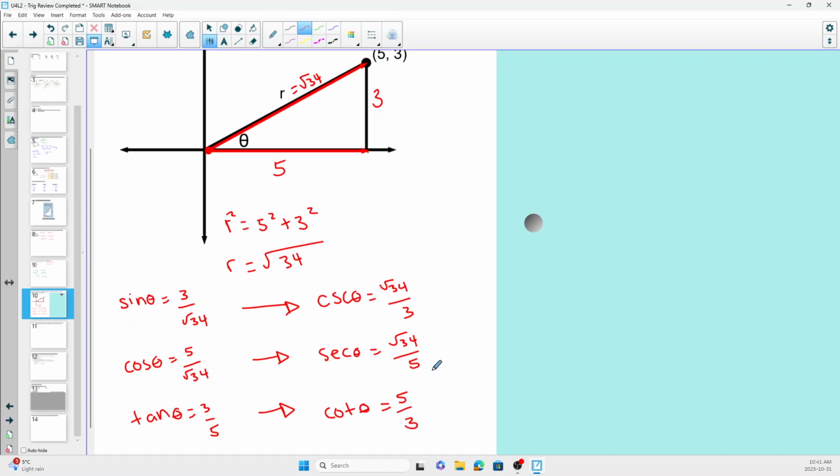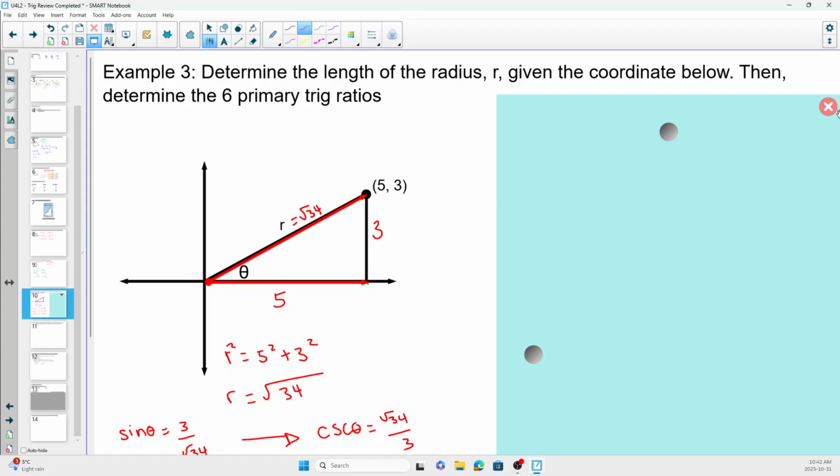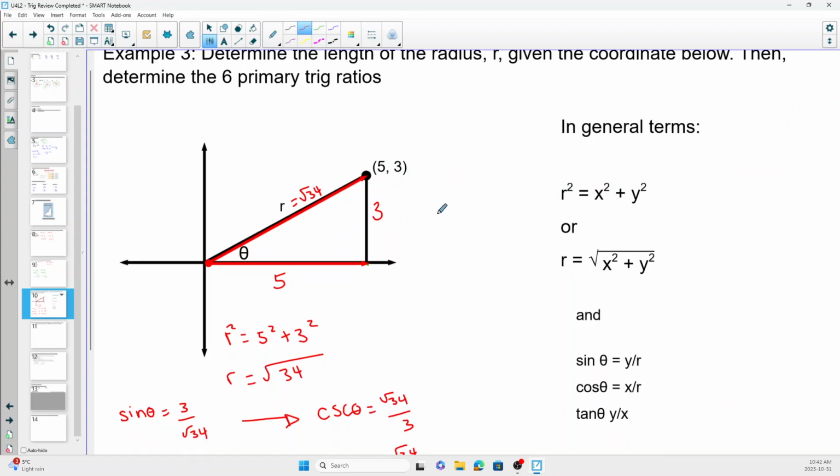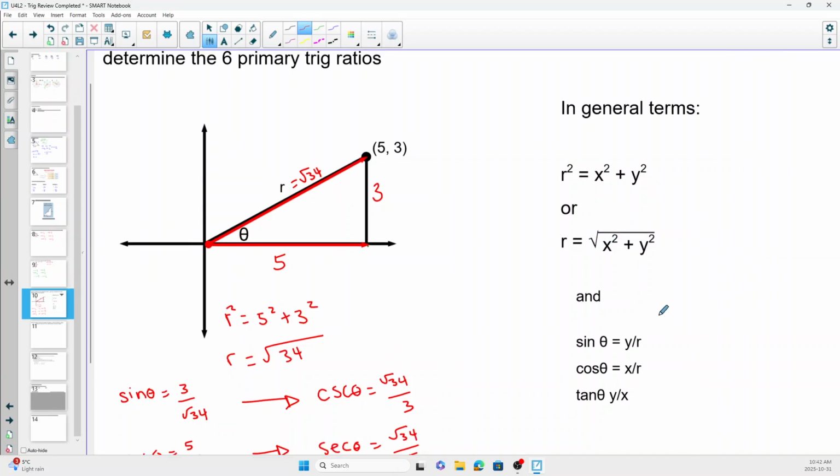Okay, so that's that question, and now we can derive some general terms from that. In general terms, if you are given a coordinate that falls on the circumference of a circle, we could determine the radius of that circle using this formula. The x value squared plus the y value squared, all under the square root, is going to be the radius of that circle. So that's one important takeaway from this.